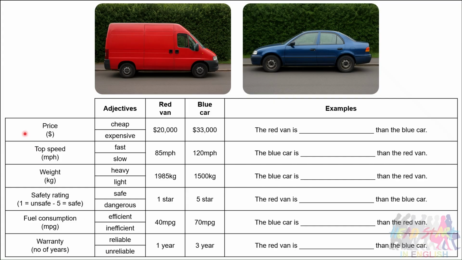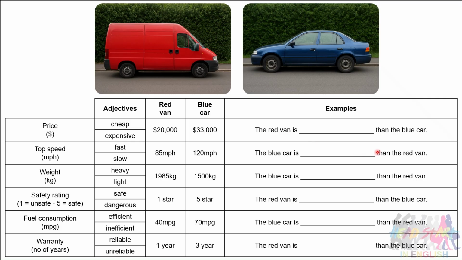So let's start off with the column down the left. We've got some categories here that describe vehicles. So the price of the vehicle, the top speed of the vehicle, the weight, the safety rating, the fuel consumption and the warranty. And then in the next column here, we've got adjectives. And there's two adjectives that relate to the category. So price can be cheap or expensive, speed can be fast or slow, weight can be heavy or light, etc., etc. So your job is to complete these sentences. So let's do the first one together.